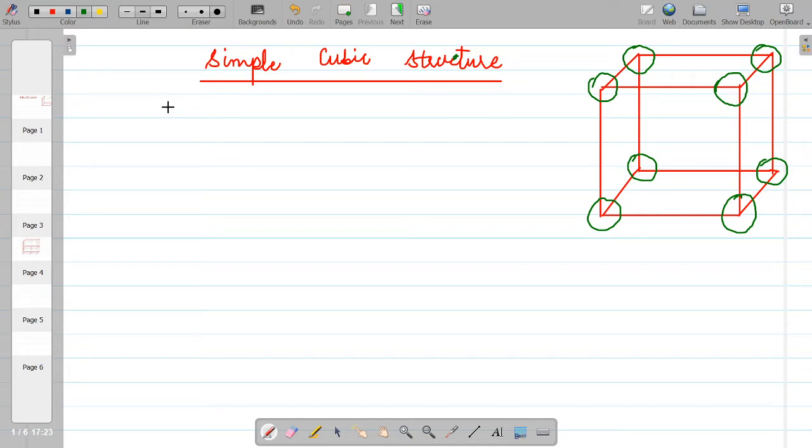In this video today we are going to discuss the very basic topic of solid state physics, that is the simple cubic structure. This is a diagram which you are seeing. This is the diagram for the simple cubic structure. Before going towards the detail about the simple cubic structure, you should know what a unit cell is.